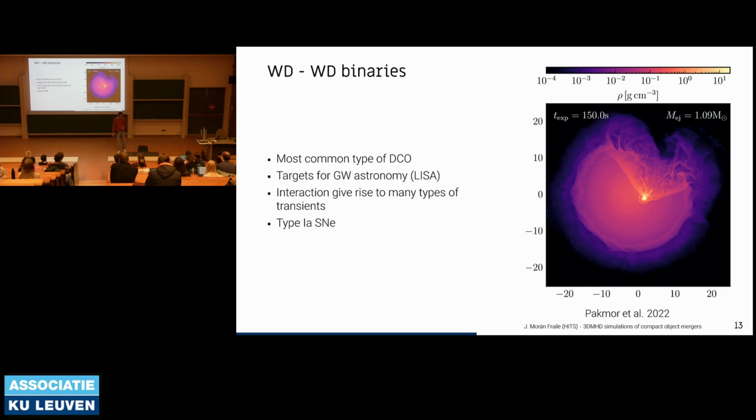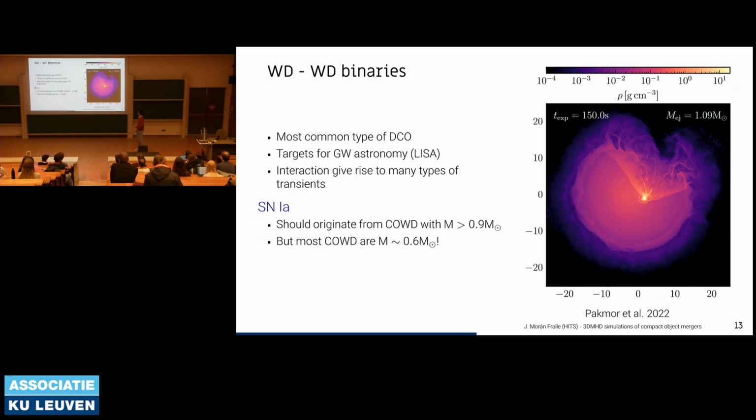And this has motivated most of the people that work on 3D simulations of white dwarfs to focus on type Ia, which is understandable. They are extremely interesting transients. They are really important for cosmology. They are really bright. They're really cool. But the problem is that to form type Ias, you need very massive white dwarfs.